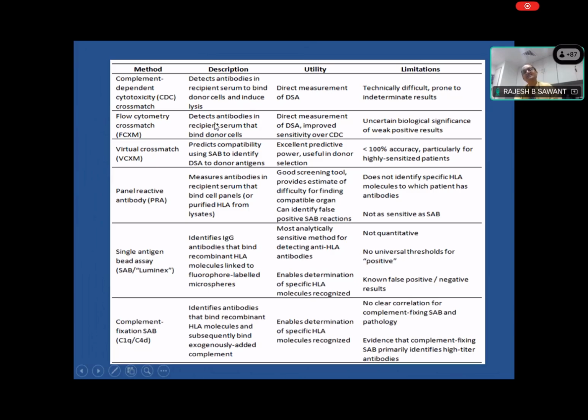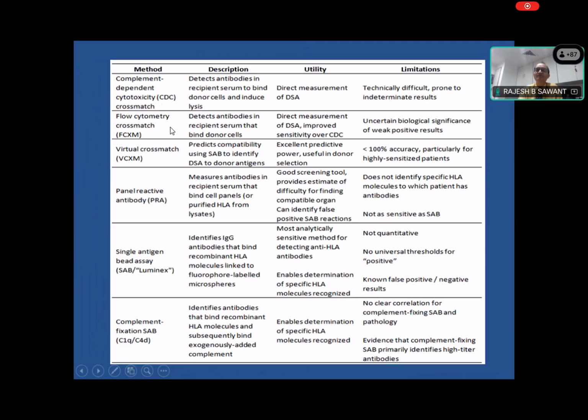Right, so here is a very good reference table where the method, its description, its utility and the limitations have been summarized. So I'll just quickly highlight the most important points. The traditional CDC cross-match, as we say, cytotoxicity cross-match, will detect the antibodies in the recipient's serum which may bind to the donor cells and induce complement-mediated lysis. So here we are directly measuring the donor specific antibody. However, it is very difficult and prone to some irrelevant or indeterminate results.